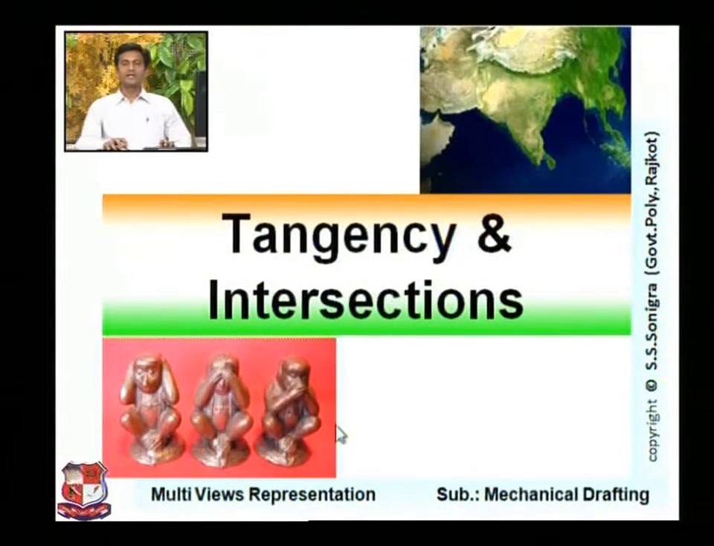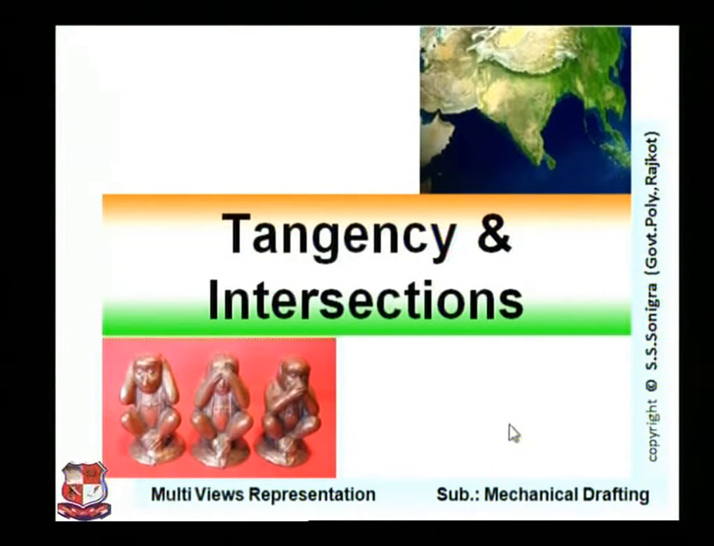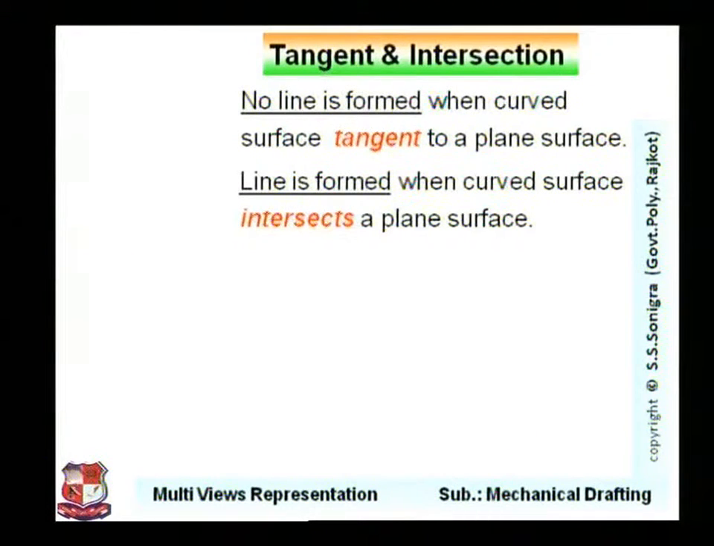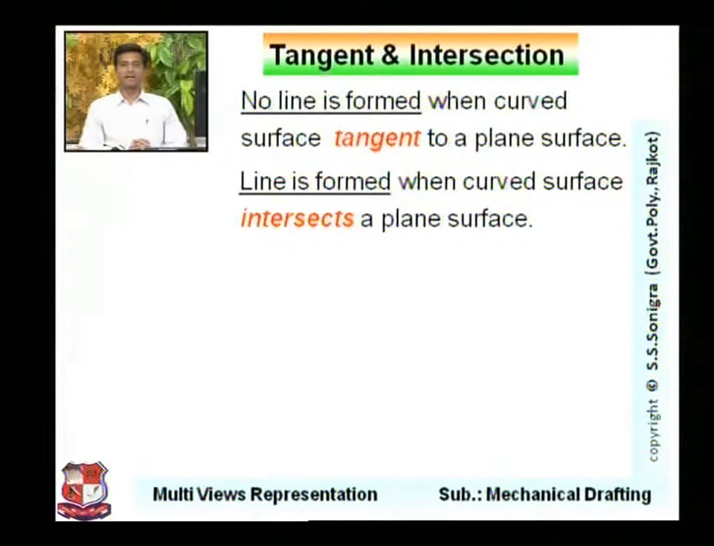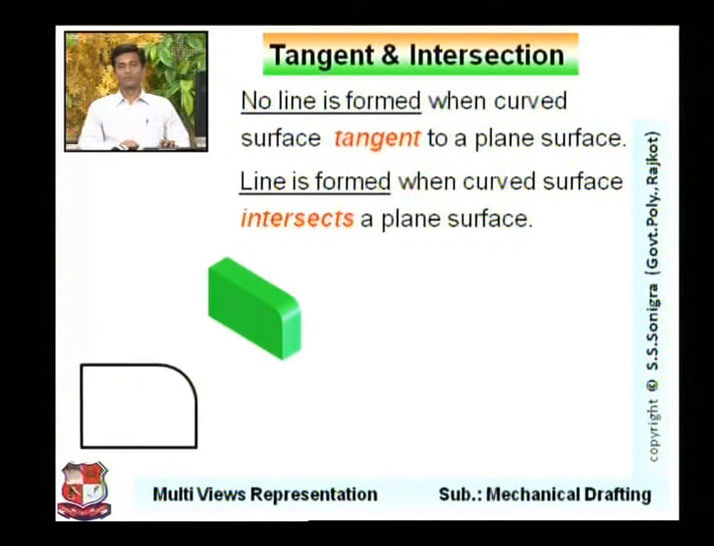Now next, tangency and intersections. What is tangency and how intersection lines are to be used? No line is formed when curved surface is tangent to a plane surface. It's a very important thing. Try to understand this line. And second is, line is formed when curved surface intersects a plane surface. It looks somehow like jumbled words, but with the help of this example it would be clear to you.